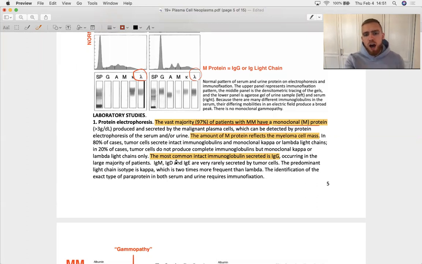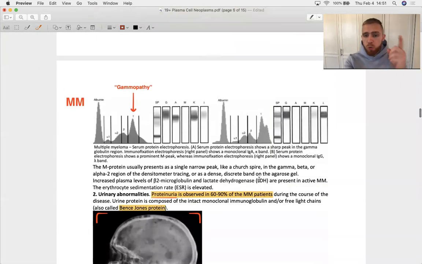Now, the most common Ig secreted by a multiple myeloma is IgG. Bottom of page 5, that's a pretty important sentence. So here's what it looks like on electrophoresis if you do have a bunch of IgG in the blood.